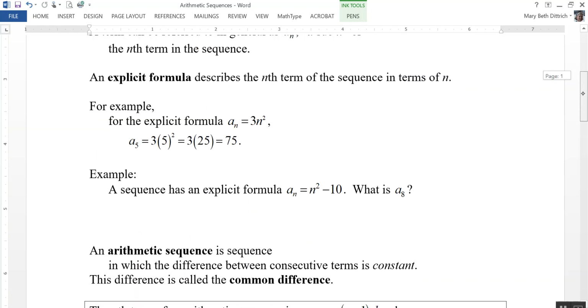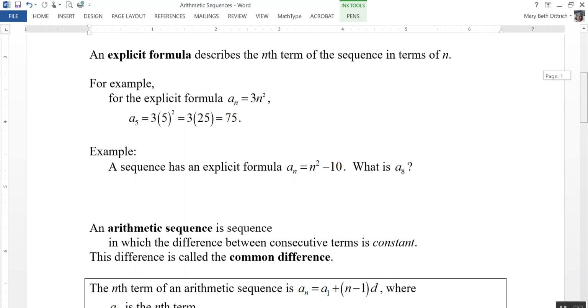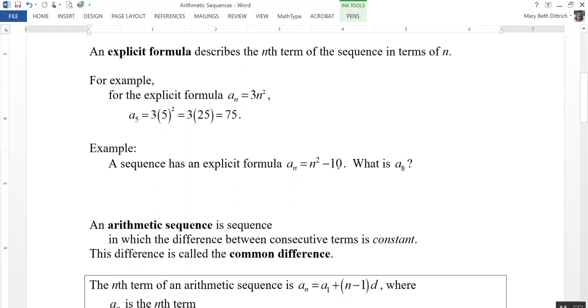Let's take a look at an example. A sequence has an explicit formula a sub n equals n squared minus 10. What is a sub 8? So that would be n is equal to 8. So a sub 8 would equal 8 squared minus 10, or 64 minus 10, or 54. So the eighth term in that sequence would be 54.